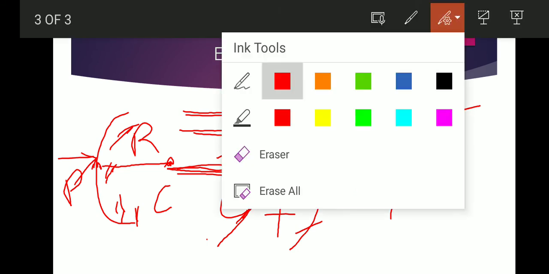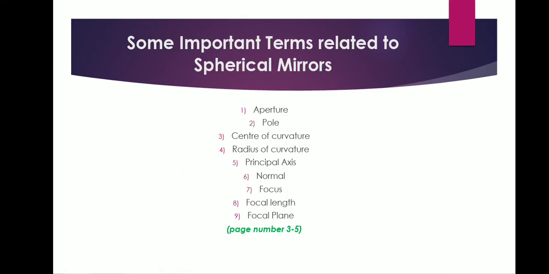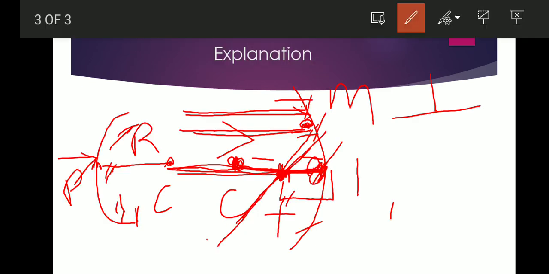Then what else? Focal plane. Focal plane is a line which is perpendicular to the principal axis at the principal focus. Perpendicular means this focal plane and the principal axis should make 90 degrees. So this is our focal plane in this case. Here we have considered a concave mirror, and similarly for a convex mirror.